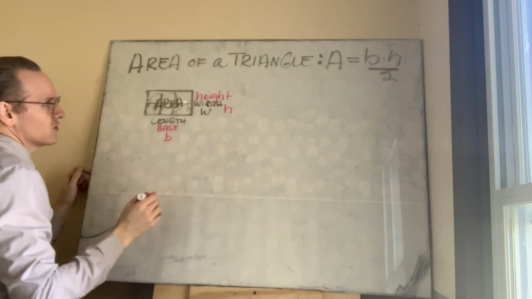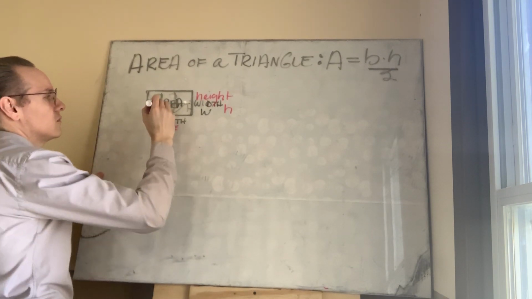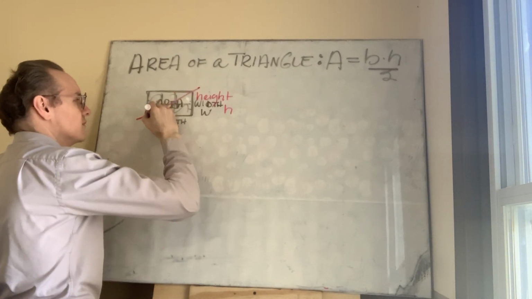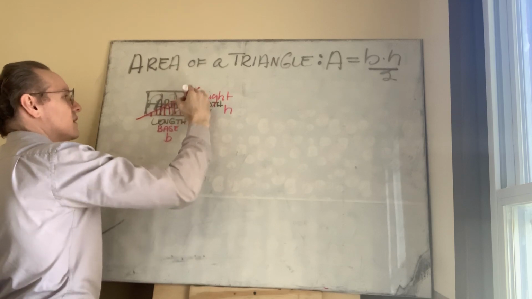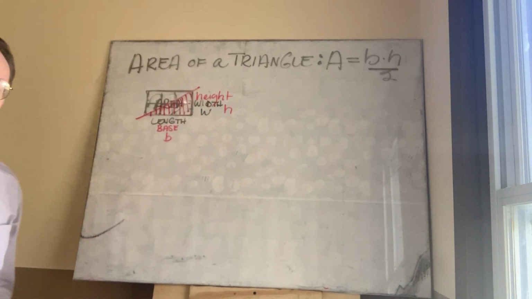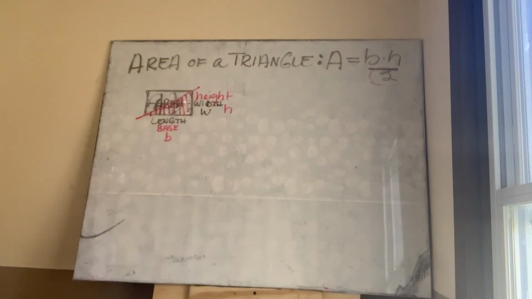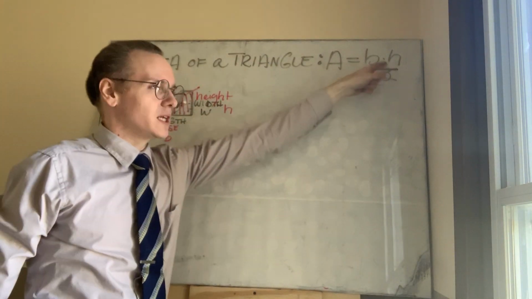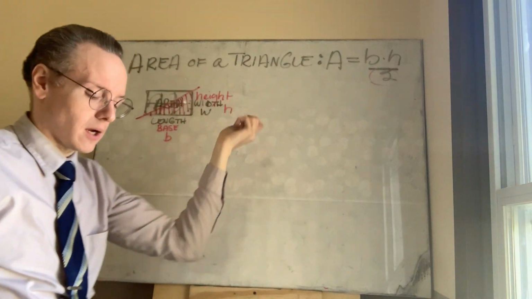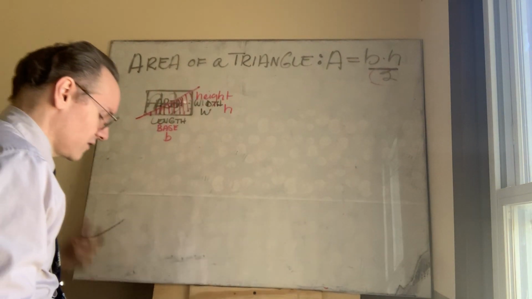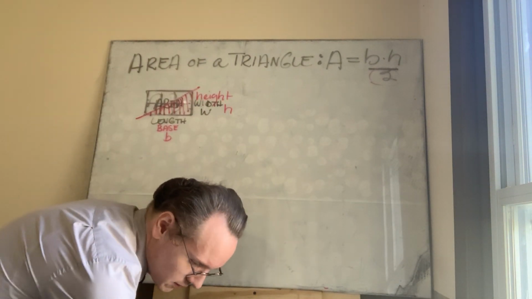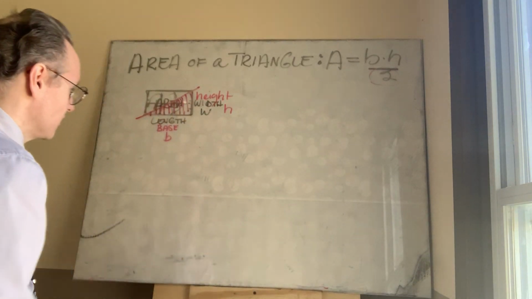Anyhow, where am I going with this? What is a triangle really but just half of one of these things? That's where the 2, of course, comes from. And that's where the dimensions B and H come from. Now, there's 3 different types of triangles.